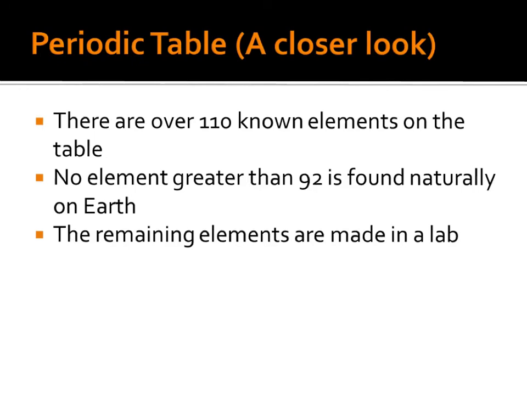So now in the 2000s, we know that there are over 110 known elements on the table. We're still finding elements today. Most of the time now we're finding them in the lab setting where scientists are creating them. No element greater than 92, the atomic number, is found naturally on Earth. Everything above 92 is made in a lab. And we talked about that before when we did the element projects.